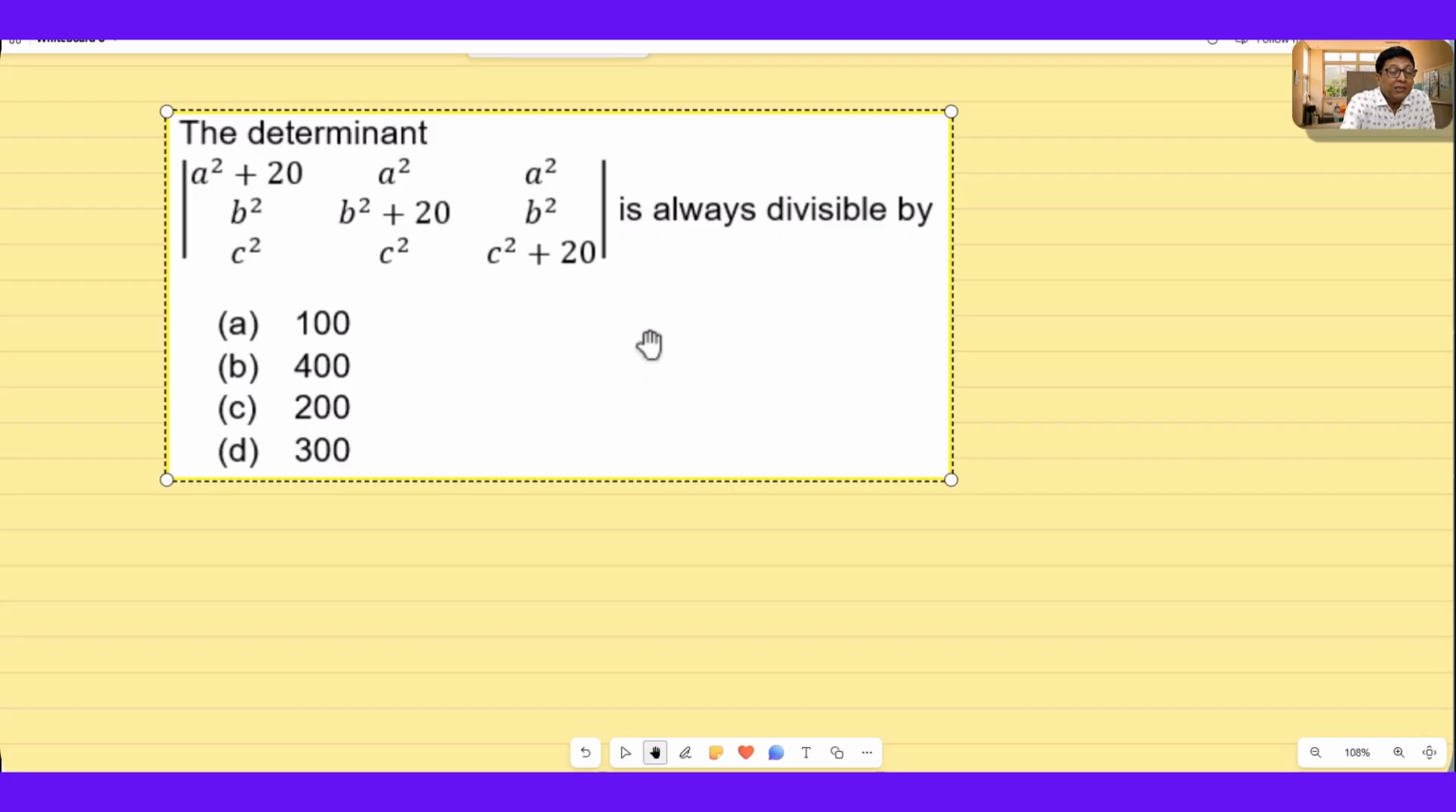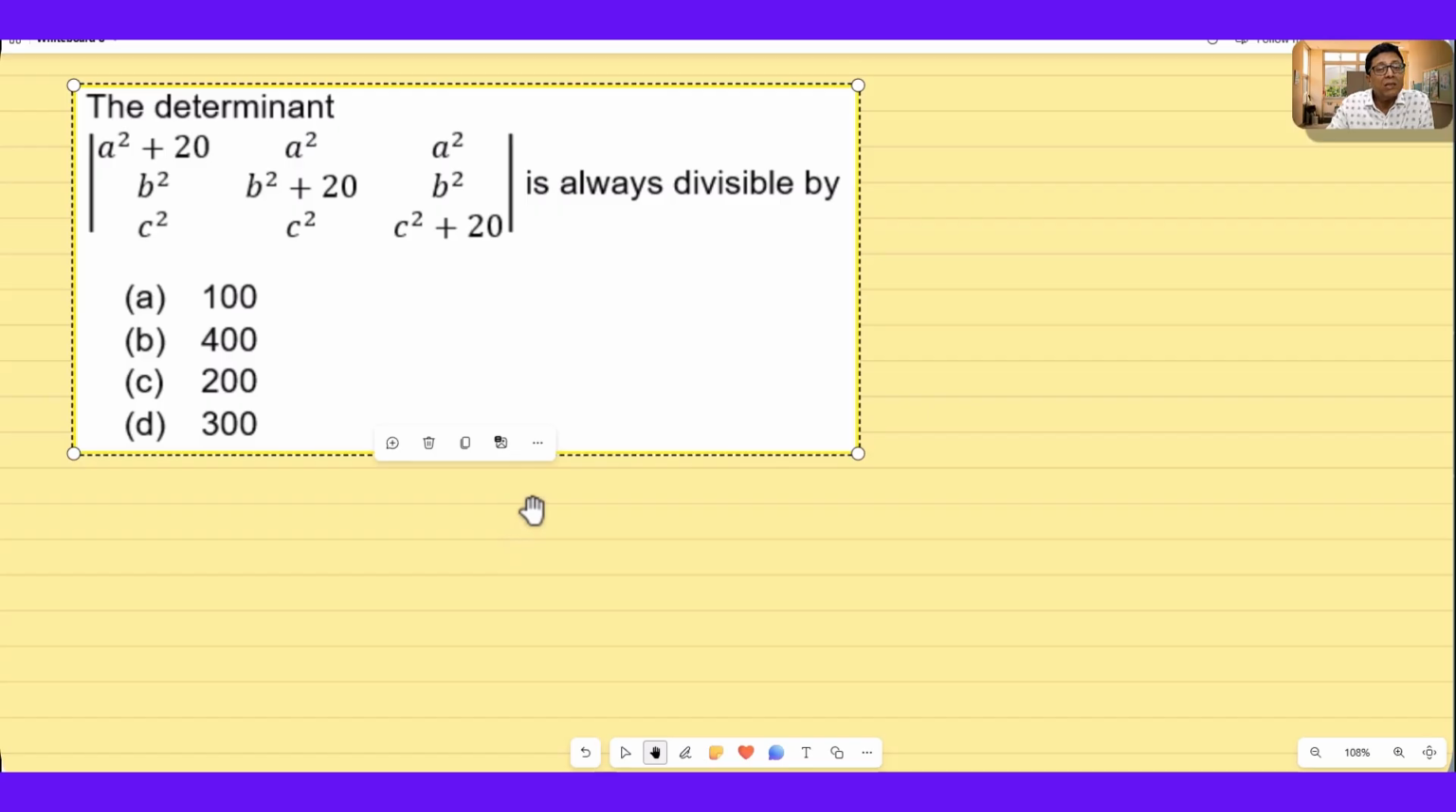I am not discussing any ISI-CMI sum today or IITJEE even, but for better concepts I will be discussing some problems so that you can start doing PYQs. Okay? So this time we have to prove which one, we don't know, correct? The determinant is always divisible by what? That we have to see: 100, 400, 200 or 300.